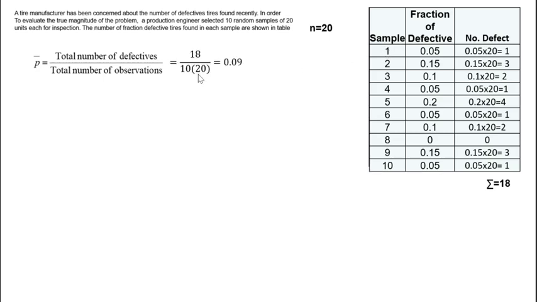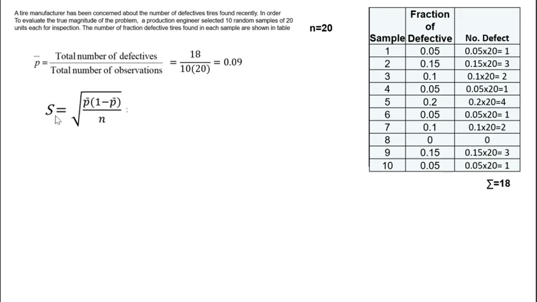We have to do this for all 10 samples, and sum them to get the total number of defects, because we're going to use it in this formula. So the total number of defectives here is 18, and the number of observations is 20 for each sample. Overall they inspected 20 times 10, so 200 tires. We put in the total number of observations and calculate: 18 divided by 200, so we get 0.09.